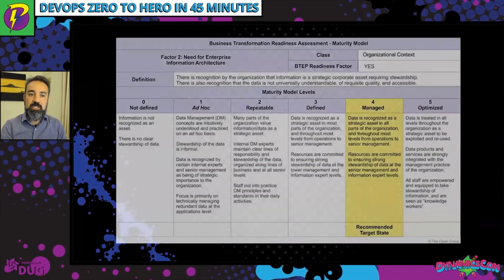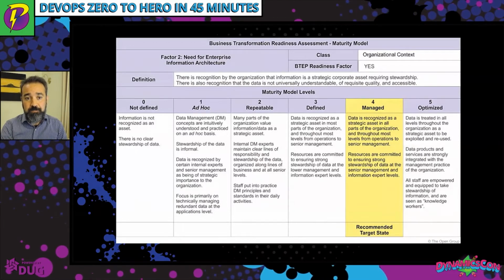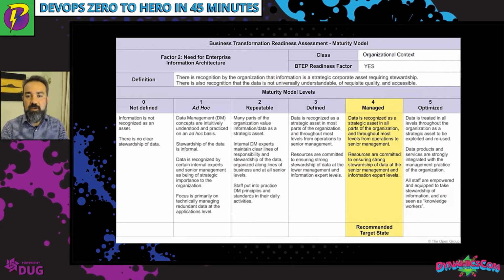So this is a good example of a maturity model for business transformation specifically. And as you can see, it has several levels from 0 to 5: not defined, ad hoc, repeatable, defined, managed, and optimized. Optimized being the most expensive and comprehensive level to be in. Managed is basically where the industry standard is, or where the recommended target should be. So I thought it was really interesting to have that maturity model.